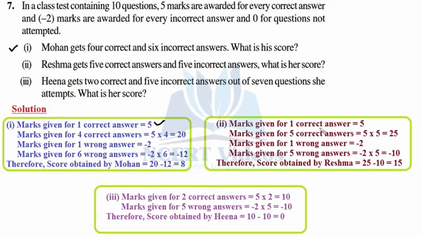Now Reshma gets 5 correct answers. Again doing the same thing, 5 5s are 25. So you got the idea how to do this. Now marks given for wrong answer, minus 2. She attempted 5 wrong, therefore minus 10, because minus 2 into 5. Her total score is positive minus negative. Therefore she scored 15 marks.